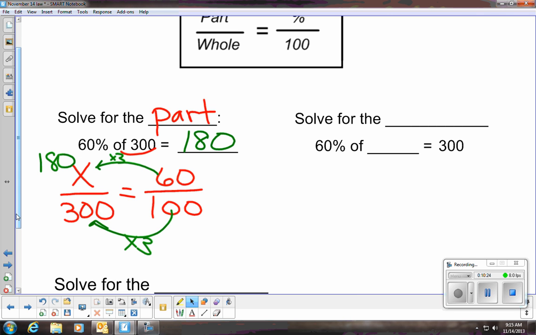It's not 180%. You already have the percent. The only time you use a percent in the answer is the time that you're finding the percent. We're finding the part. And think about this. Does it make sense? 60% is a little bit more than half. Half of 300 would be 150. So isn't that a little bit more than half? Yeah. So it's probably in the ballpark. Okay, if I'd written 18, would that have made sense? No, not at all. So we'd have to go back.